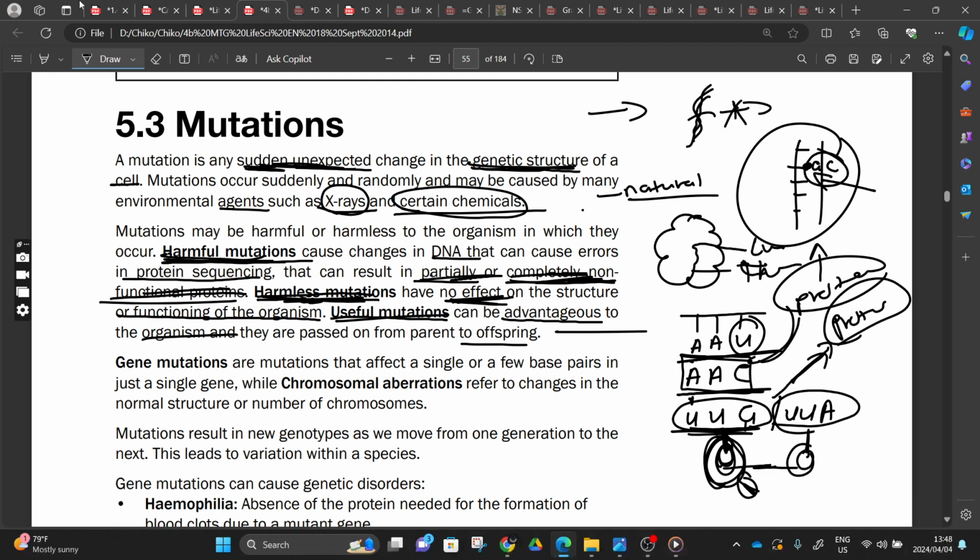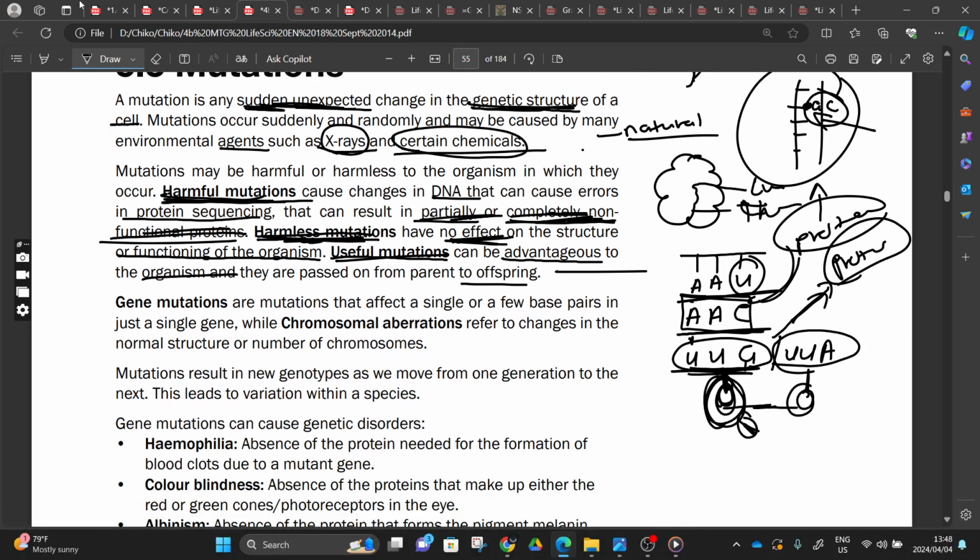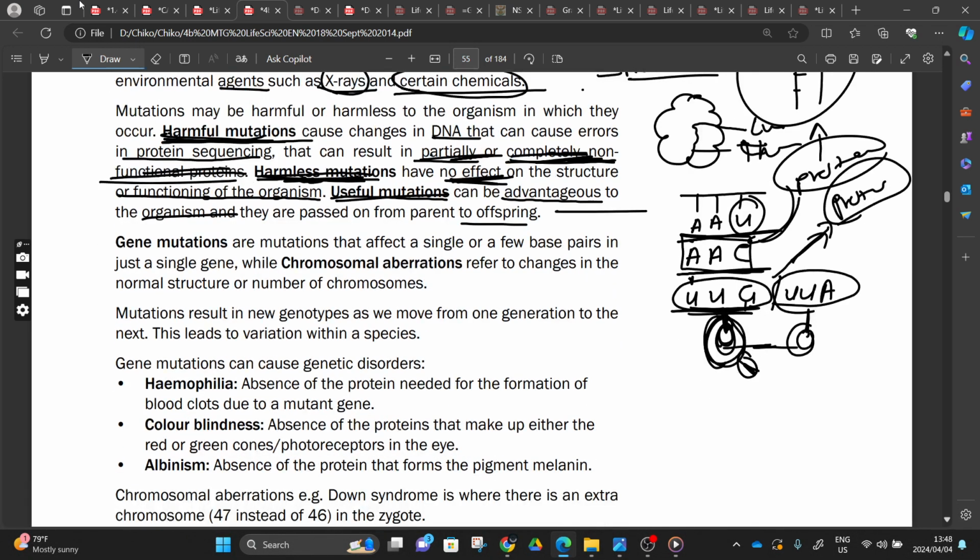Understand that this is just a knowledge-based topic, right? We are learning in this topic, but when we ask you the question, we are going to incorporate this mutation into something else, right? So maybe they will ask you, is this a useful mutation, or is it a harmful mutation, right? Why are you saying it's a useful mutation, right? So those types of questions.